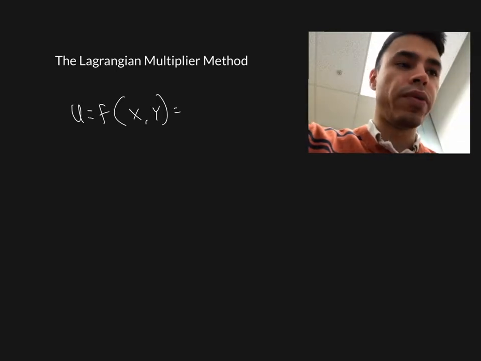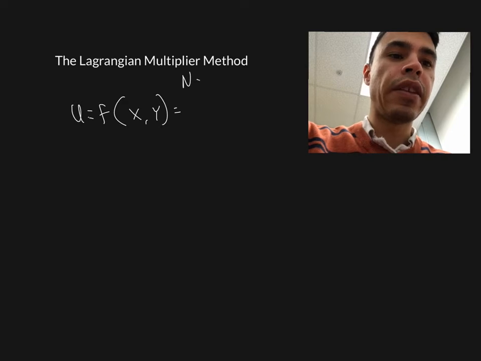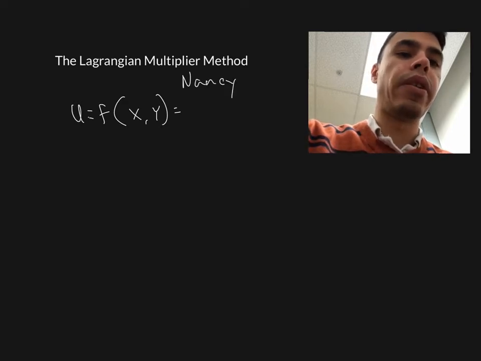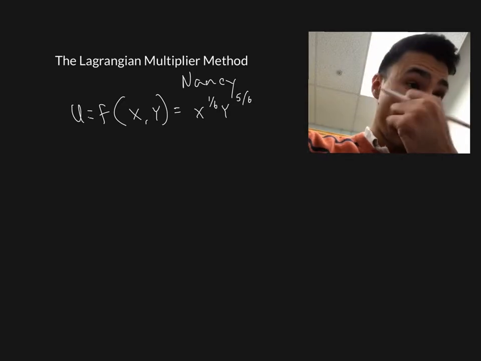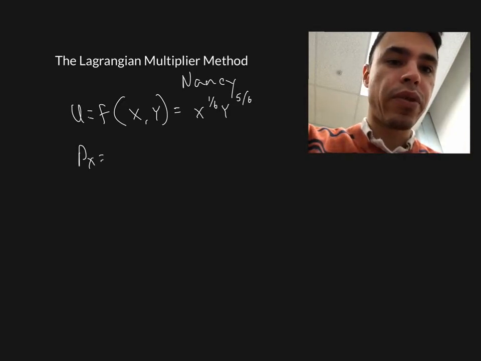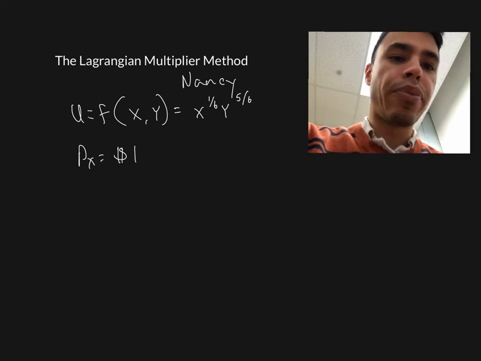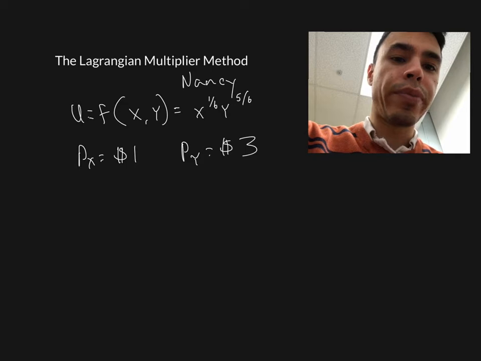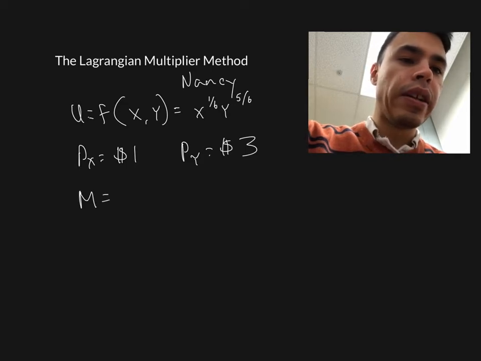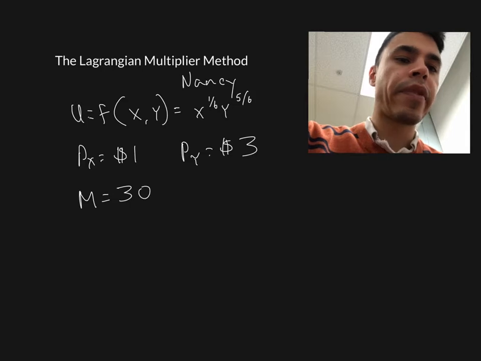And let's say that this individual, let's call her Nancy, has preferences which can be represented by the functional form of her utility, which is determined by the product of x to the 1/6 times y to the 5/6. And the price of x is equal to, let's call it 1, and the price of y is equal to, let's call it 3. And Nancy's total budget is equal to, what's something easy? Let's call it 30.